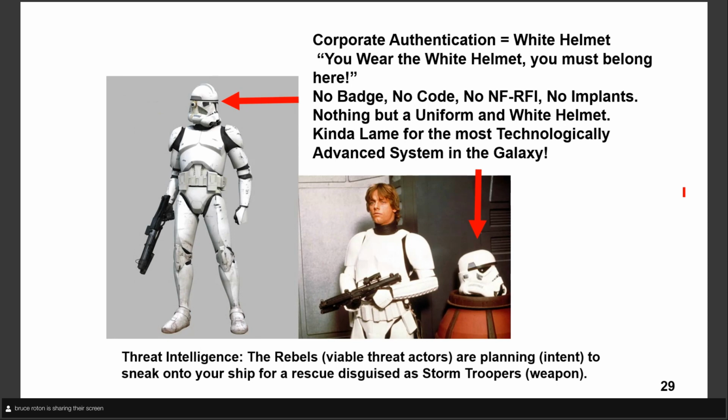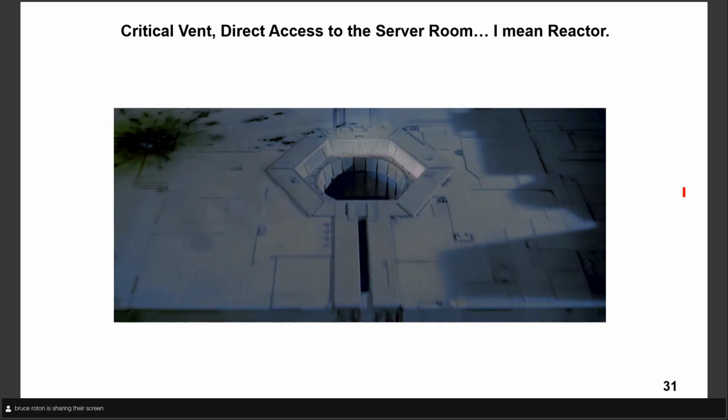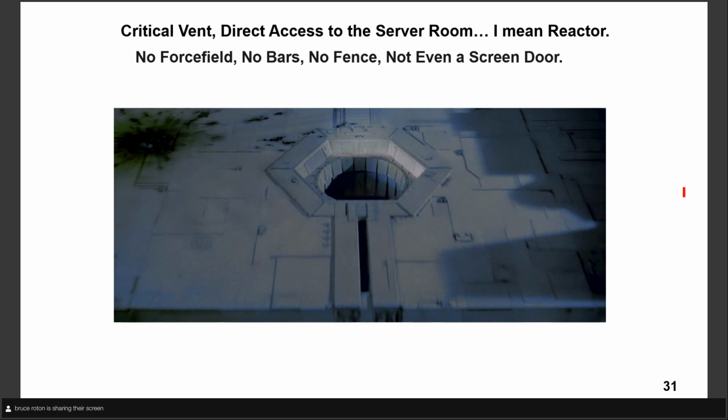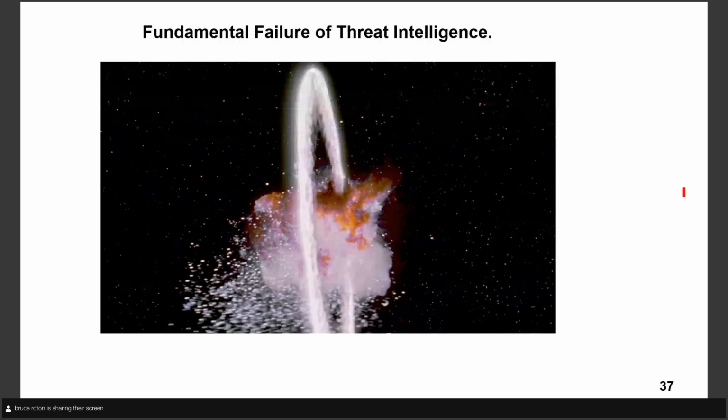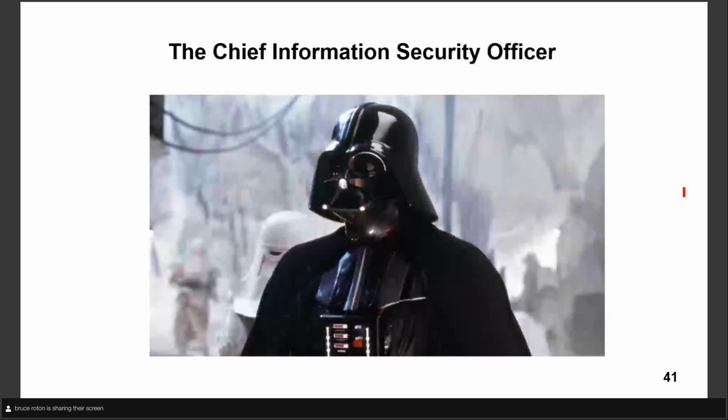And the last example. A critical event, direct access to the server room or reactor. You'll notice no force field, no bars, no fence, not even a screen door. And yet, if they'd had that one bit of threat intel, that the rebels are planning to launch a bomb up your exhaust pipe, maybe they would have done something more about that. In the end, this was a fundamental failure of threat intelligence. And I'd have to ask, who's responsible for this mess? The Chief Information Security Officer, of course.